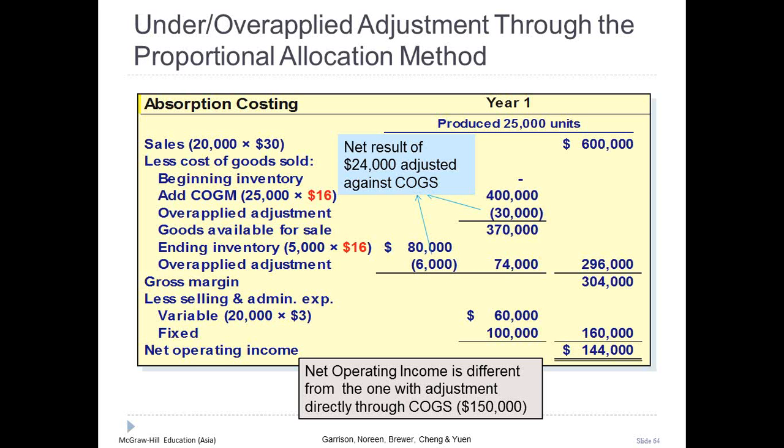So using the proportional method normally will generate a different profit figure from the direct write-off from COGS. In this case, the difference is $6,000. It's not significant, so it's 150,000 versus 144,000.